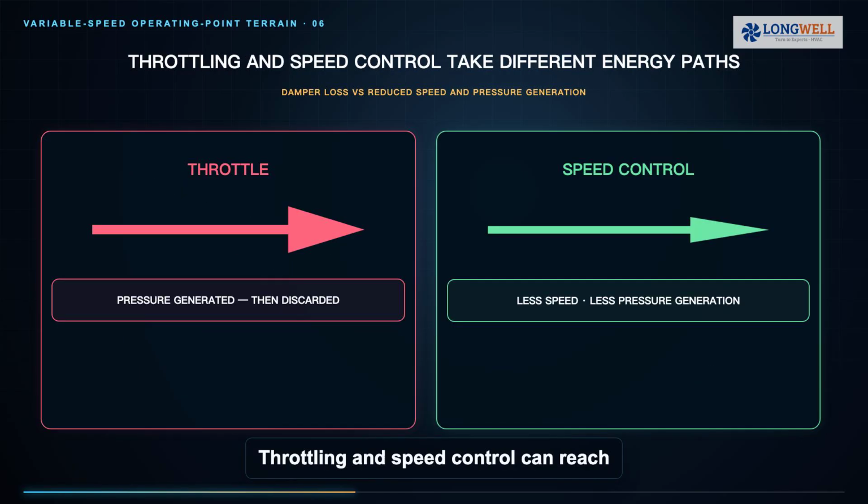Throttling and speed control can reach a similar lower flow through different energy paths. A damper adds resistance, so the fan may generate pressure that the system discards. Speed control reduces the fan curve itself, often lowering both flow and pressure generation. Measure the installed result rather than assuming ideal behavior.